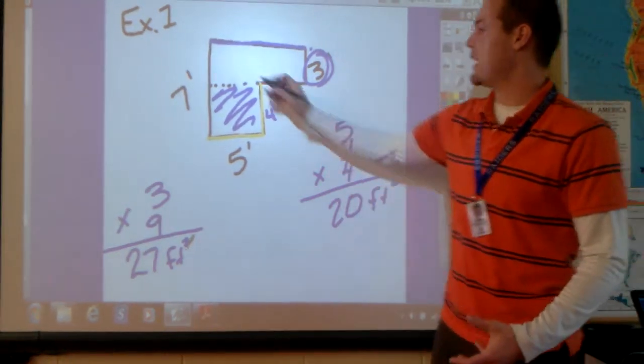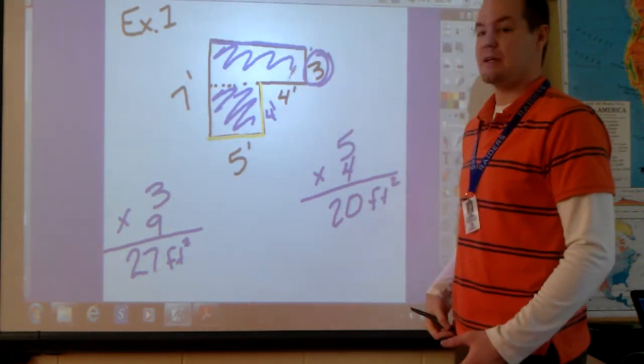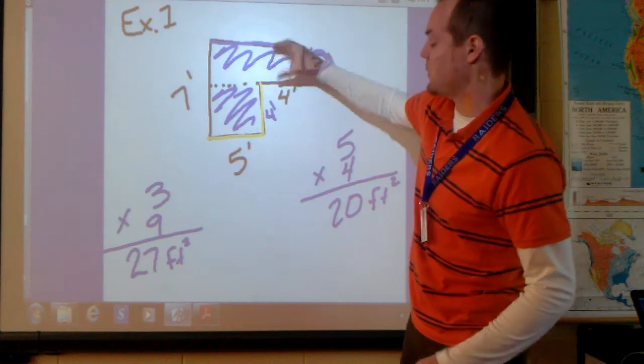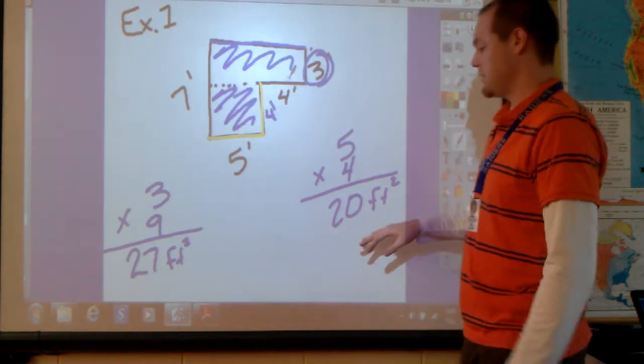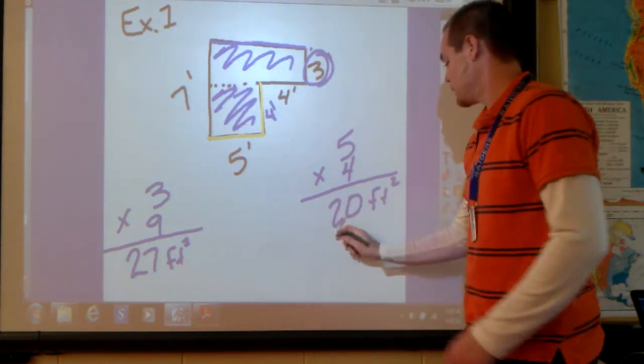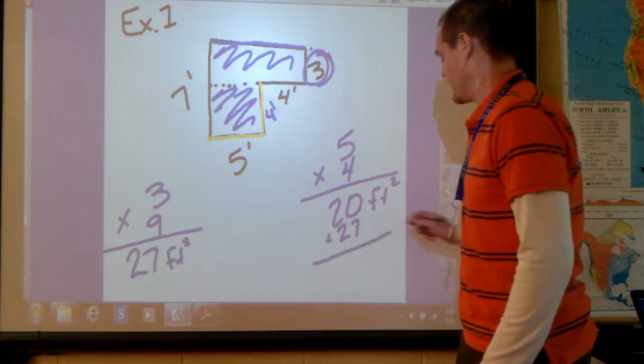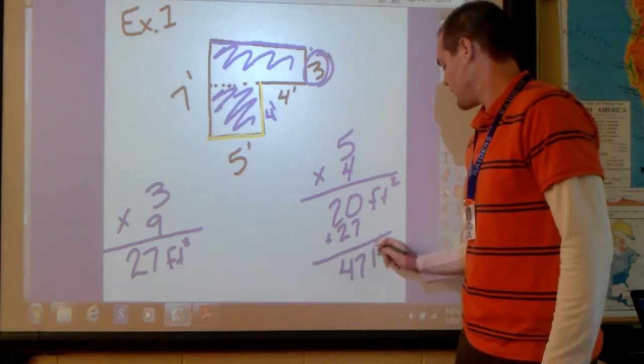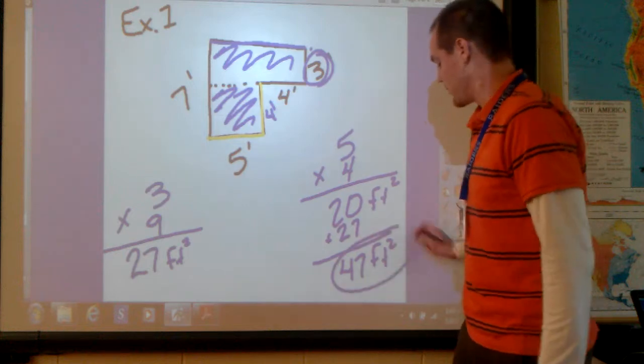Now they asked me to find the area of this entire object, so I need to take the area of this rectangle, add it to the area of this rectangle, and I have 27 plus 20 feet squared. I get 47 feet squared for example number 1.